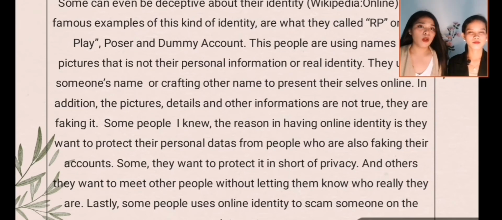So some people I knew, the reason for having an online identity is they want to protect their personal data from people who are also faking their accounts. So mao nay somehow mga nahibaw-an ako sa mga tao nganong naghimo silang mga poster or dummy account. So mao na lang some reason. And others, they want to meet people without letting them know who they really are.